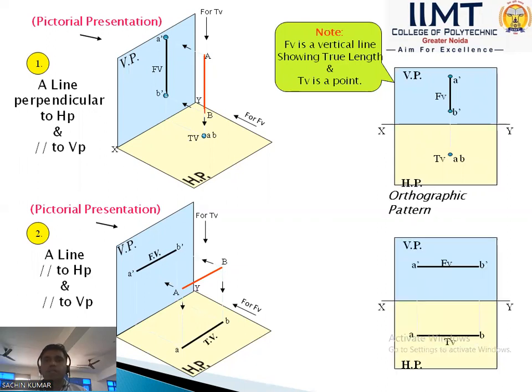So in the second case, because both views give the true length, we have A dash B dash, and AB is always parallel to the XY line. So draw the projection, and the front view is always above the XY line. These drawings are in first angle projection. If these drawings are in third angle projection, then it is reversed: the front view goes below the XY line and the top view goes above the XY line.